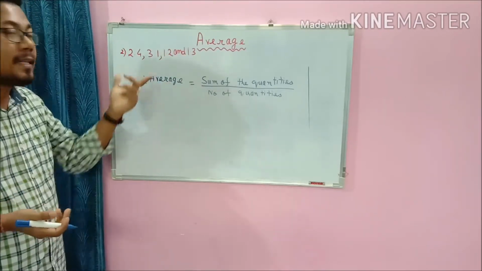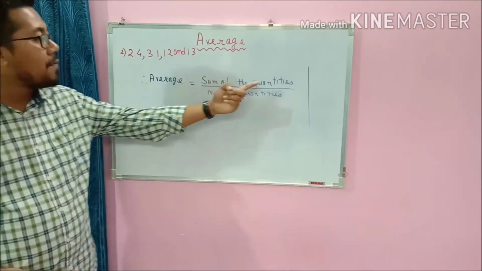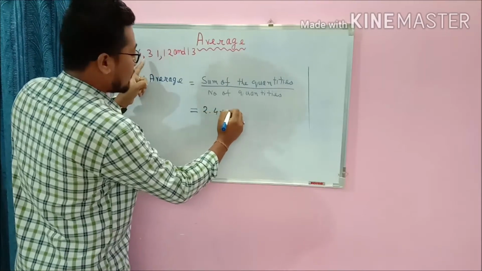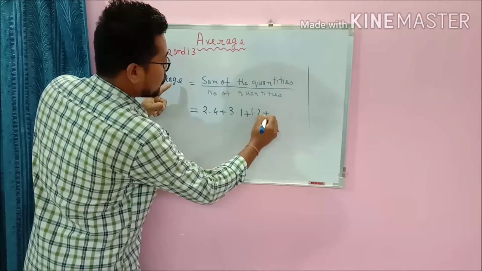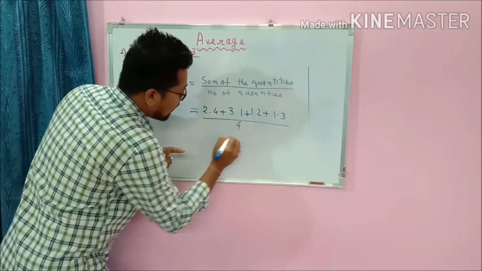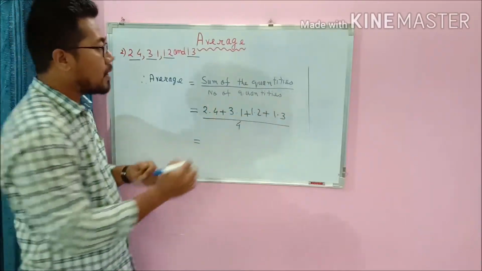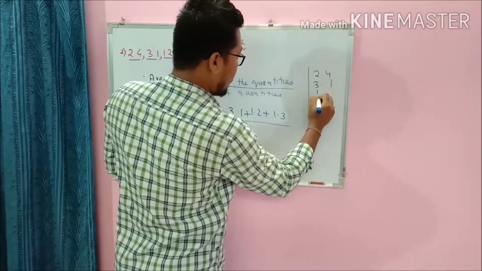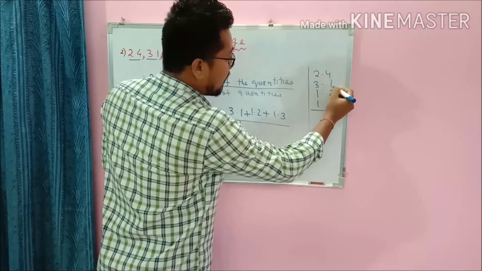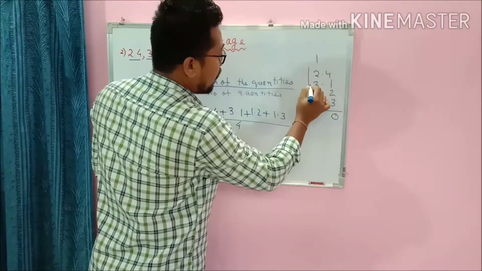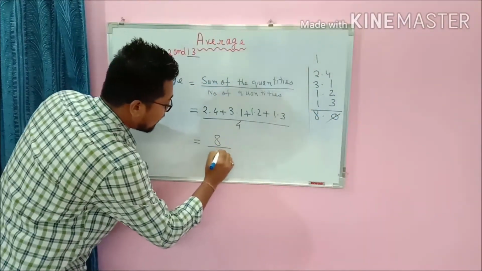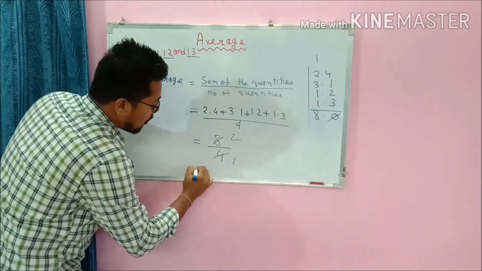The next question is 2.4, 3.1, 1.2 and 1.3. The numbers are in decimal. Again, the same way: average equals the sum of the quantities divided by the number of quantities. We have to add 2.4 plus 3.1 plus 1.2 plus 1.3, divided by the number of quantities. How many are there? 1, 2, 3, 4. So divided by 4. Whenever you are adding, the decimal point should be below the decimal point. Adding gives 8.0. After the decimal, the 0 has no value, so it is 8. That is 8 by 4. 4 ones are 4, 4 twos are 8. So your answer is 2.